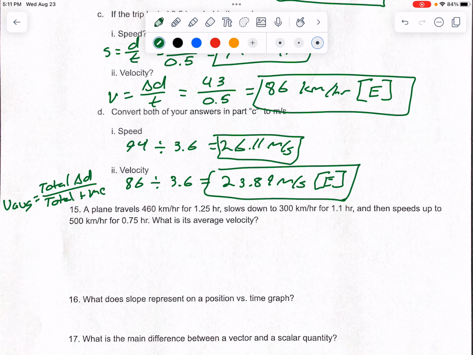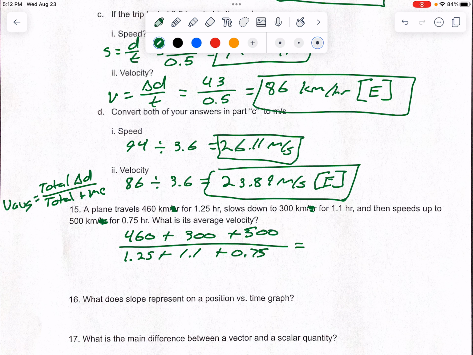Now, if I gave you a problem that was simpler than this, which you will probably see, say this was just kilometers, 460 kilometers, 300 kilometers, and 500 kilometers. So what I would do is I would just add up all those. I would take 460 plus 300 plus 500, and I would divide that by the time. So 1.25 plus 1.1 plus 0.75, and that would be your answer. That's it. That's if I give you displacements and I give you times. It has to be displacement and it has to be time.